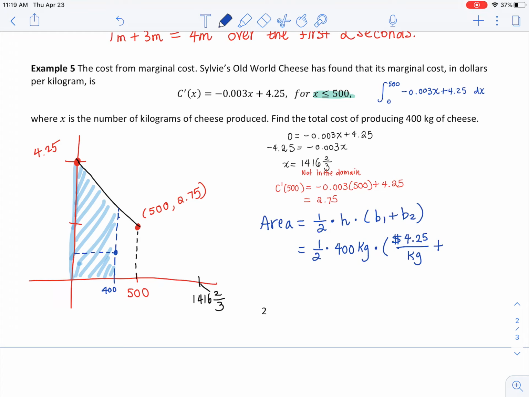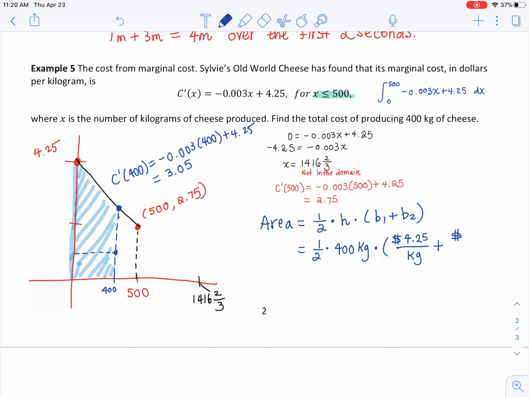So I'll say $4.25 per kilogram plus the base 2. That's going to be this much. How tall is that one? And I need to figure that out by plugging in 400 into this c prime of x function. So let's plug in 400 into the function. Negative 0.003 times 400 plus 4.25. If you plug in, you'll know exactly how tall that point is.